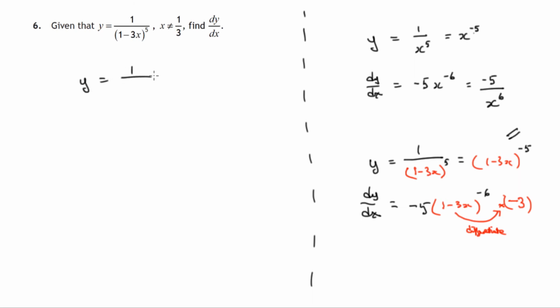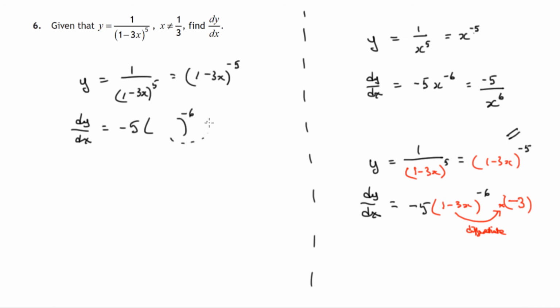y equals 1 over something to the power 5. So we write that something without a fraction to the power negative 5. 1 over this to the 5 becomes that to the negative 5. And remember, it's a 1 minus 3x that's inside this bracket. So we go ahead, we do our normal power rule. The power goes to the front, then we take 1 away from the power.